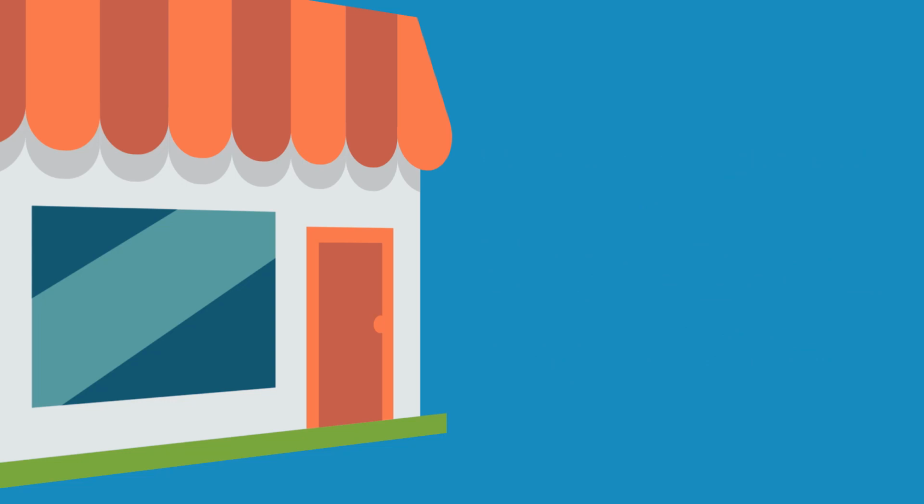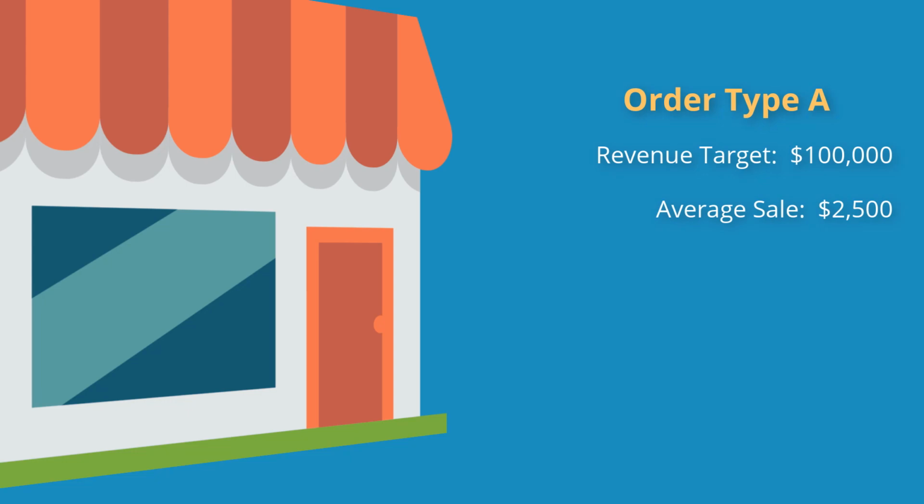A simplistic exercise looks like this. Let's say that we have a revenue target of $100,000 for order type A. We've looked back at the last 2 years of sales and have determined that the average sale for order type A is $2,500. We also know that we need 3 sales leads to get 1 sales order. That's a 33% sales lead to sales order conversion rate.